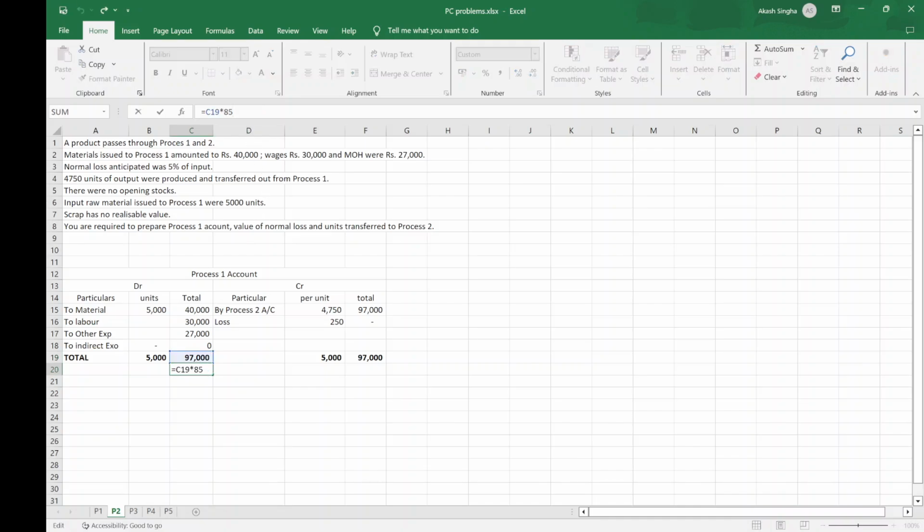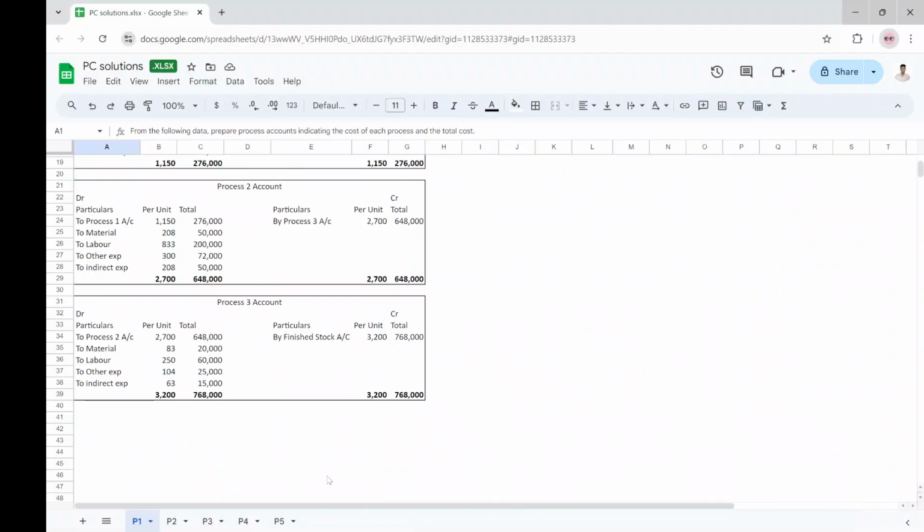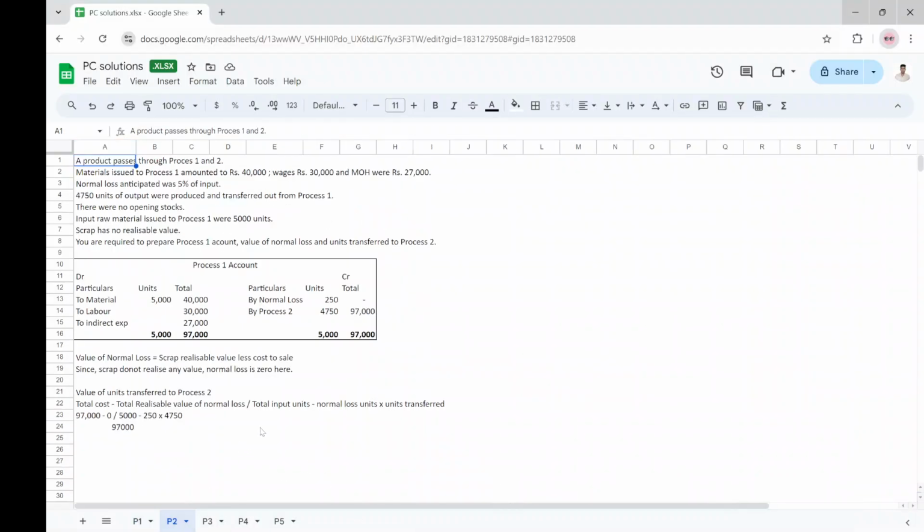So multiplying it with 85, why though? Process 1, you are required to prepare the process 1 account, value of normal loss and unit cost transferred to process 2. Yeah, I don't know, did ma'am do anything about this?